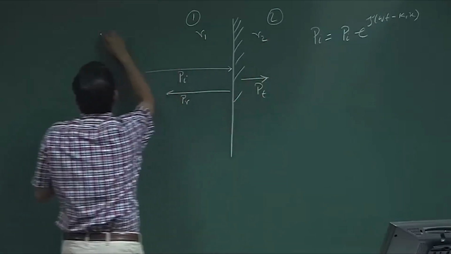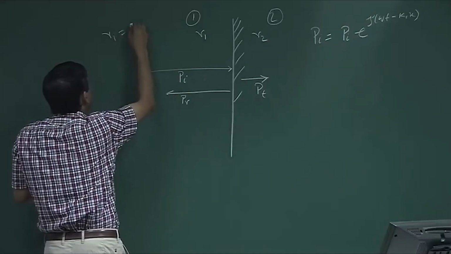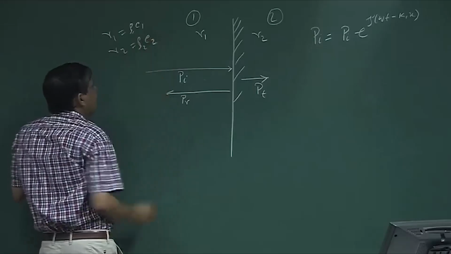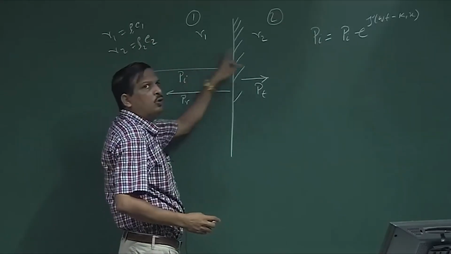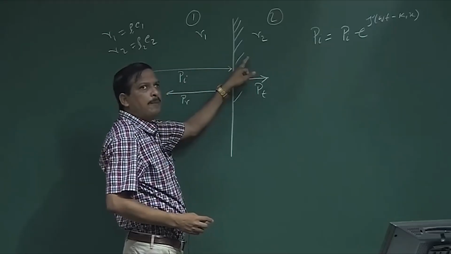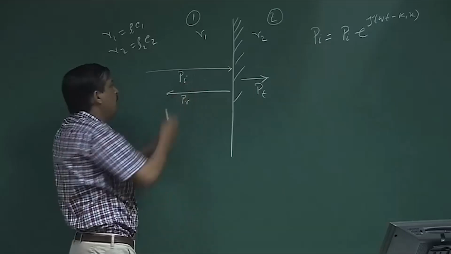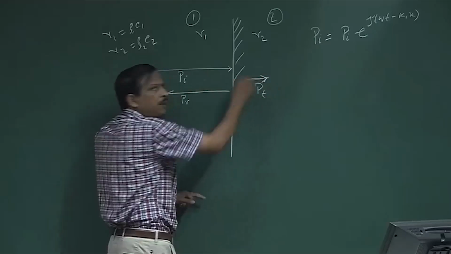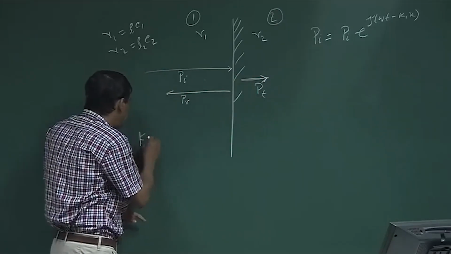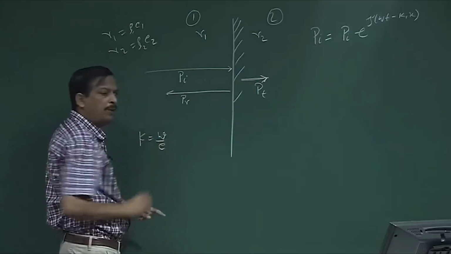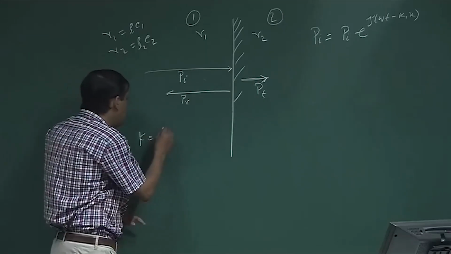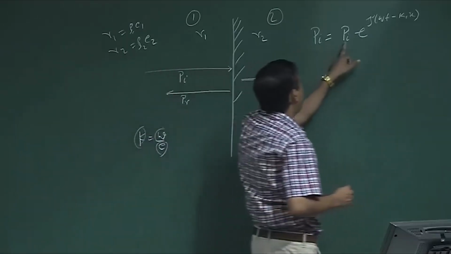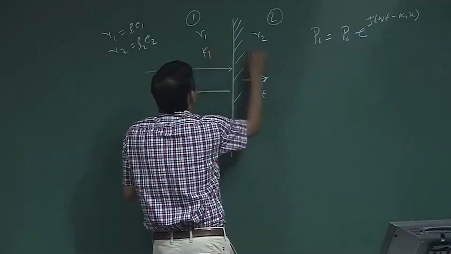What is R1? R1 is nothing but rho 1 C1, and R2 is nothing but rho 2 C2. Since the velocity of sound in the two media is different, the wave number will be different, although the frequency of the incident pressure wave and the transmitted pressure wave will be the same. Since k is nothing but omega by c, this is called the wave number. Since c is different, the wave number will be different.